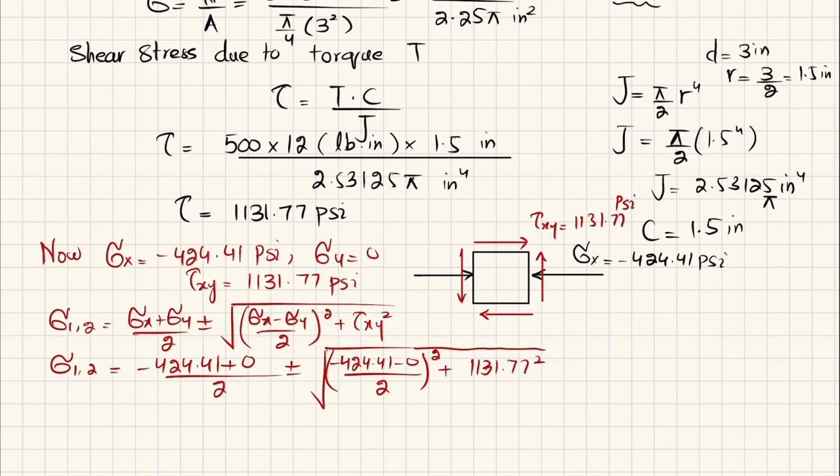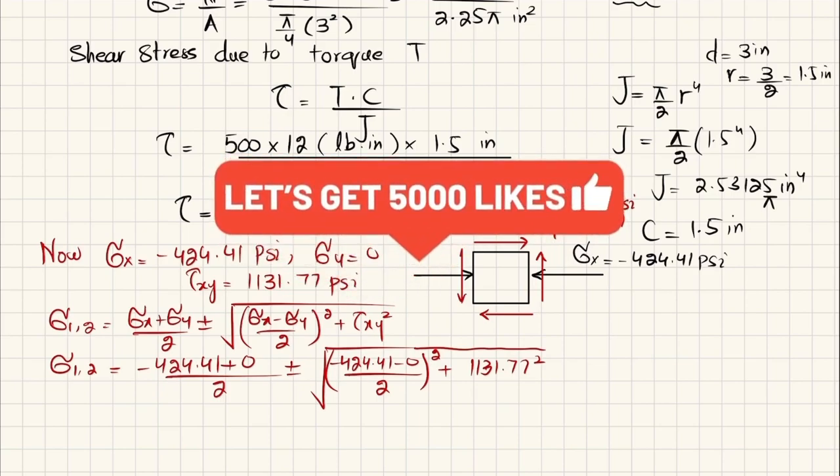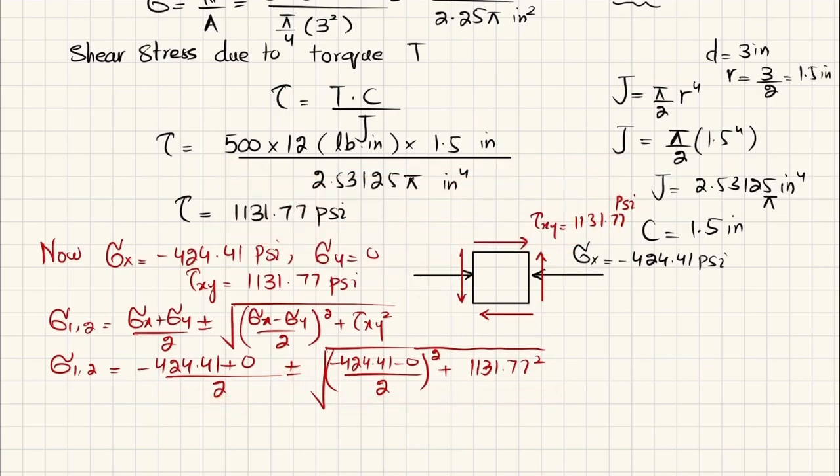When you solve it for plus, take this value plus this, this will give you sigma 1. Due to limitation of space you can solve it yourself. Sigma 1 is 939.28 psi, and when you take this term minus this term, you will get sigma 2, and this sigma 2 comes out to be minus 1363.70 psi. So these are the principal stresses.